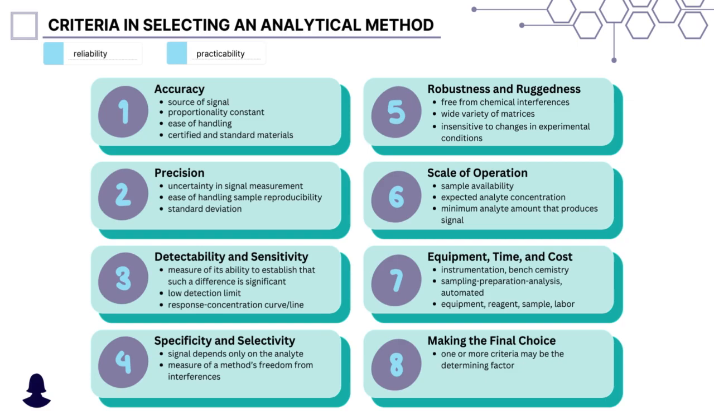Last is making the final choice. The aforementioned criteria are not mutually independent. Usually, the most important design criterion is accuracy, and the best method is capable of producing the most accurate results. The best method is often dictated by the sample's properties.